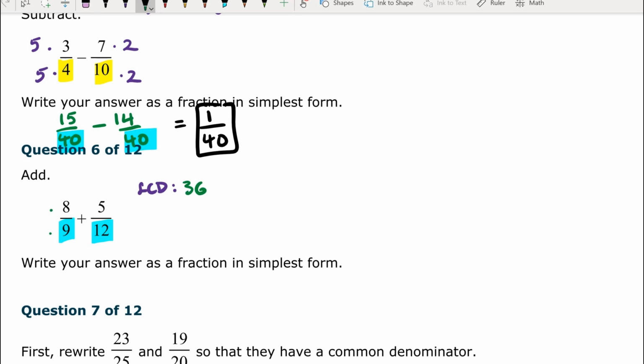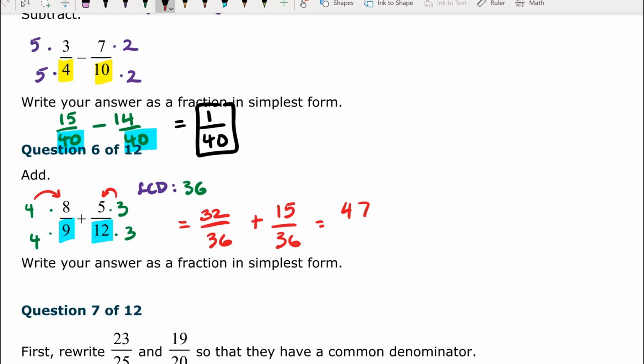So for the first fraction, to get 36, you have to multiply by 4. And for 12, to get 36, you multiply by 3. So that will give us the first fraction as 4 times 8 is 32 over 36, plus 5 times 3 is 15 over 36. Now we can add them straight across. That will give me 47 over 36. I believe 47 is a prime number, not divisible by 2. So that's your final answer.